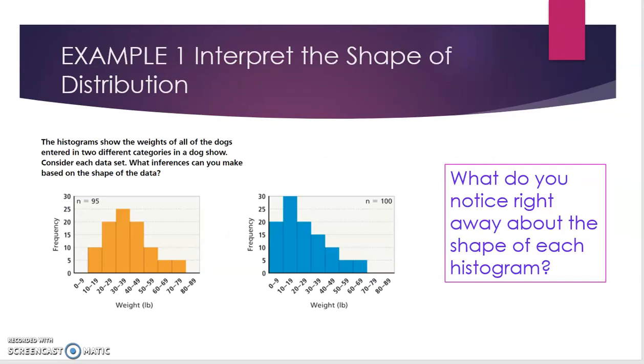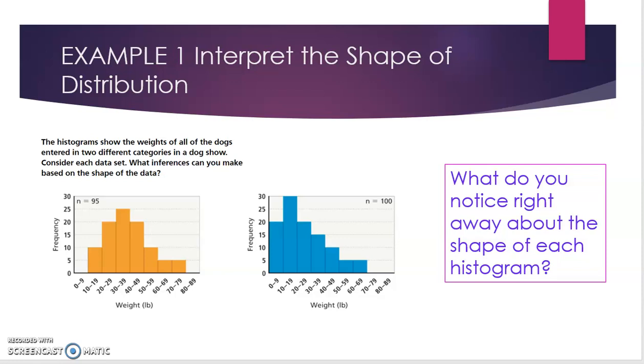In this example, we see 2 histograms that show the weights of all dogs that were entered into 2 different categories in a dog show. Looking at each set, what inferences can you make based on the shape of the data? So before we actually look at specific numbers, right away, what do you notice about the shape of each histogram? Do they look the same to you? What kind of things can you observe about them?